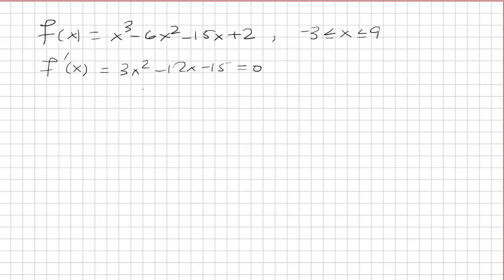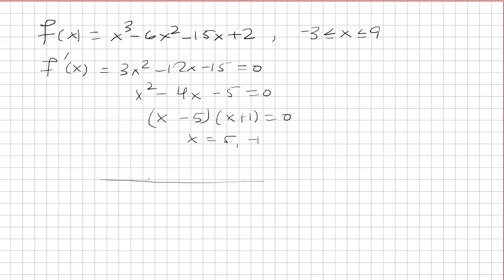Now we can divide both sides by 3 and then factor it out and get that x is 5 and -1. And note that 5 and -1 are in this interval. So let's plot these, and then we want to stop it at -3 and 9.